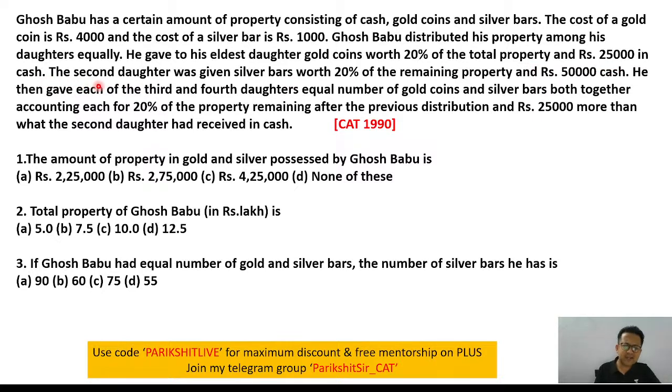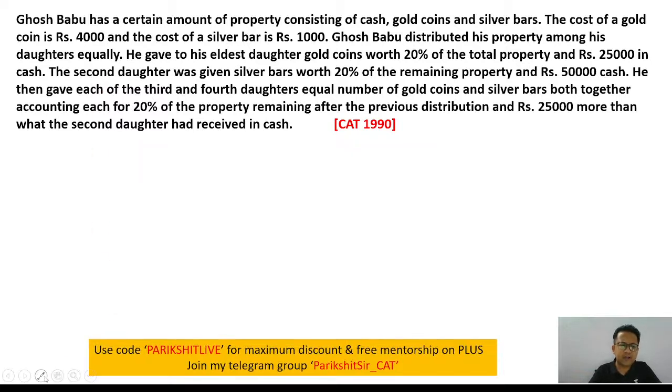The second daughter, so let's start writing it down. We can't just keep reading it, so we'll have to note it down. Let's start noting down the information. Maybe we can draw a table and put this data in it. So what do you have in the property? You have gold, silver, and cash. These three things are getting distributed among his daughters. So how many daughters are there? You have the eldest, second eldest, third, and fourth daughters.